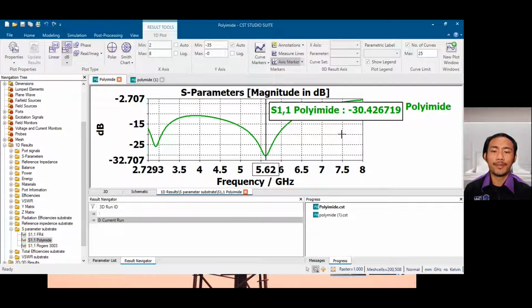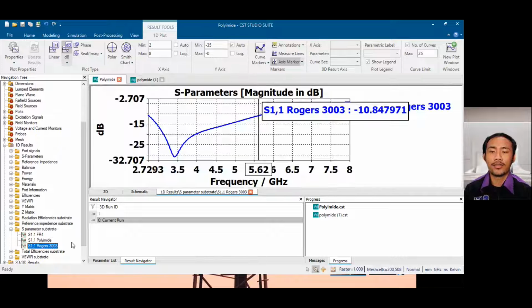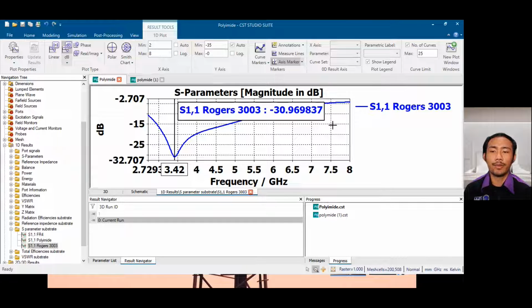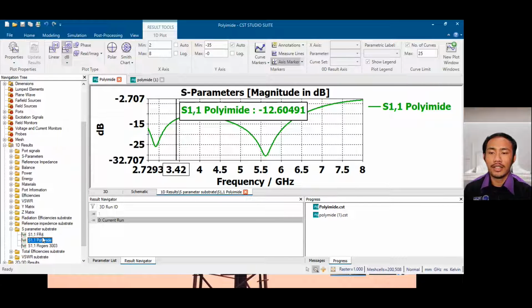the resonant frequency is 5.62 GHz and the return loss is negative 30.426719. And then for Rogers 3003, the resonant frequency is 3.42 and the return loss is negative 30.69969837. So from this research, from the simulation, I get polyimide as the highest resonant frequency.